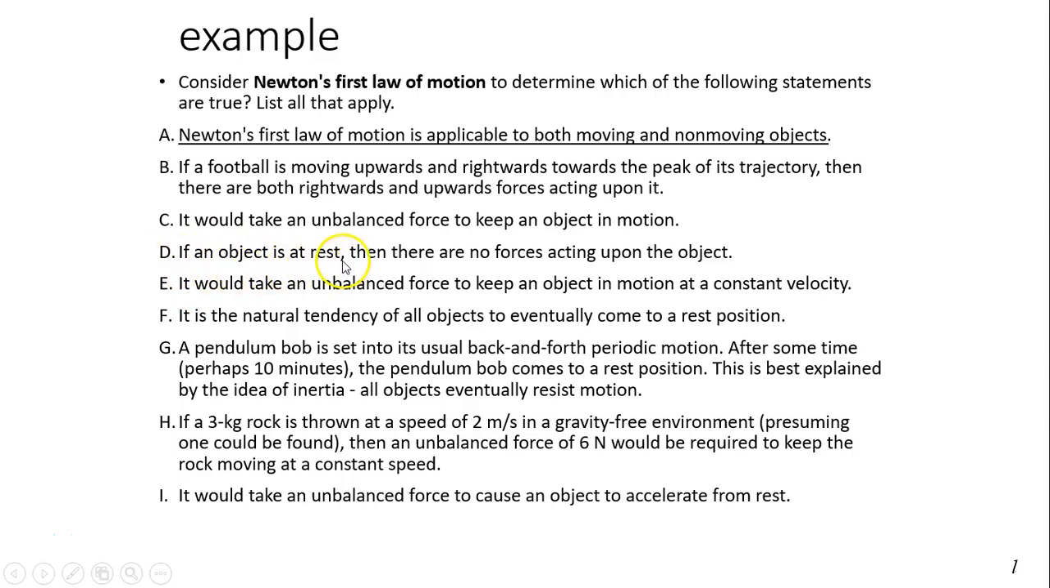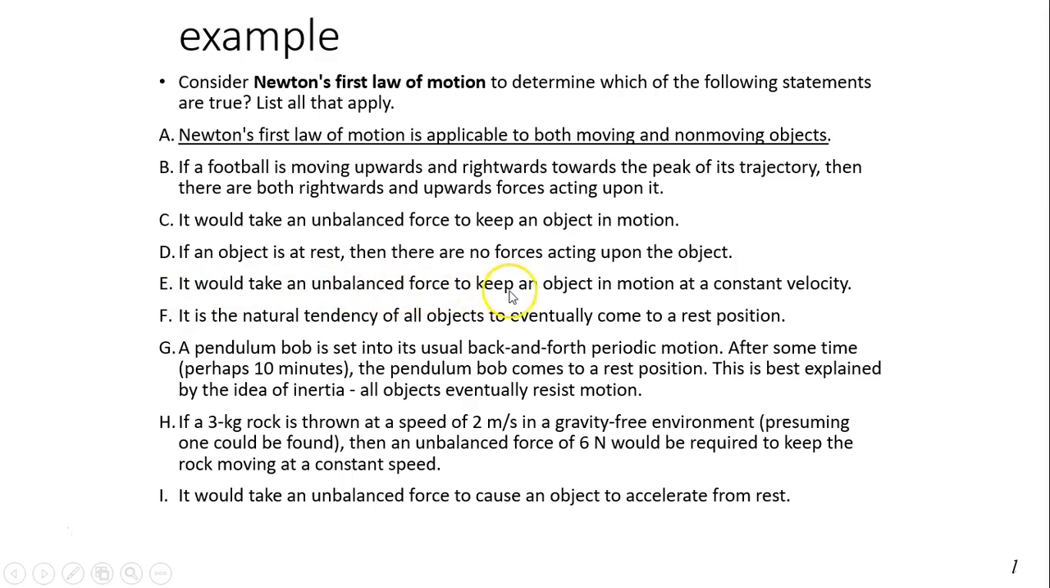D, if an object is at rest, then there are no forces acting on it. There is no unbalanced force, so there could still be forces. Gravity is always acting on it. Then there is a force supporting it. So the two forces cancel out. So this one is wrong, D.